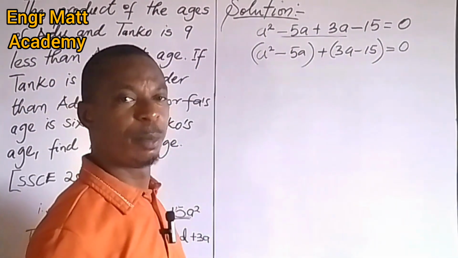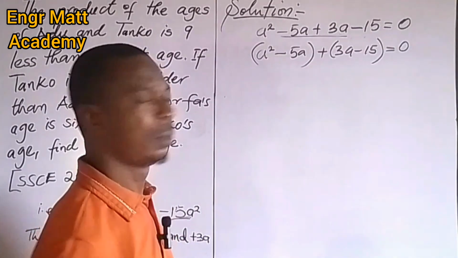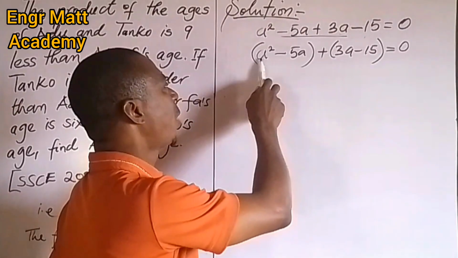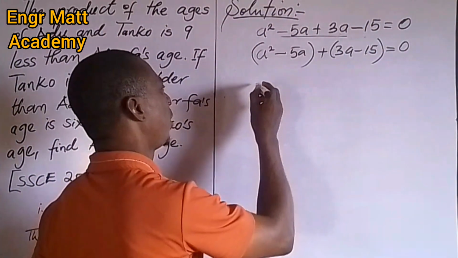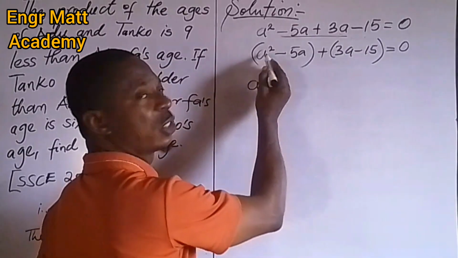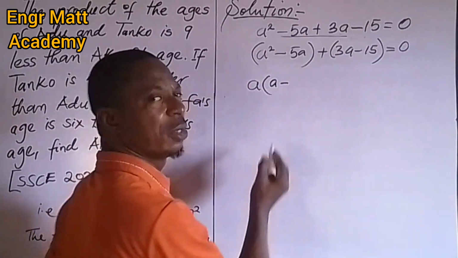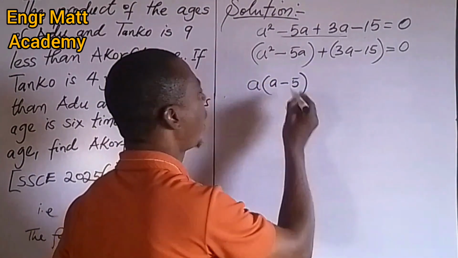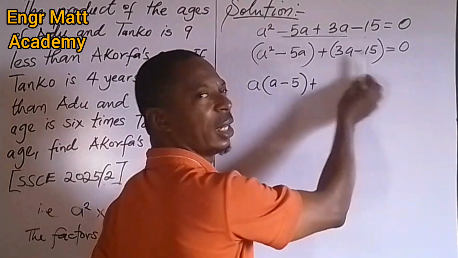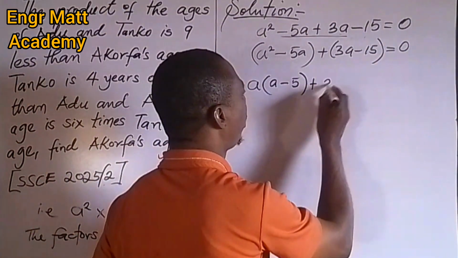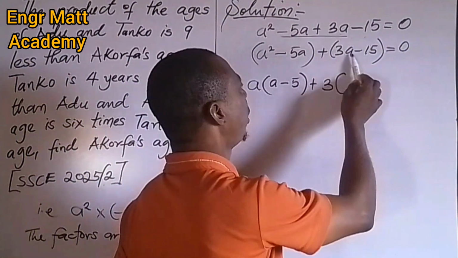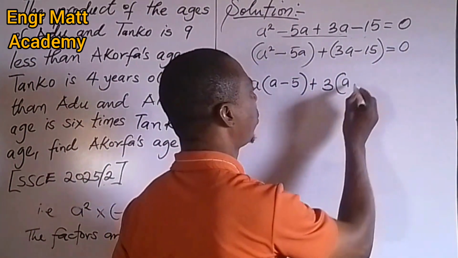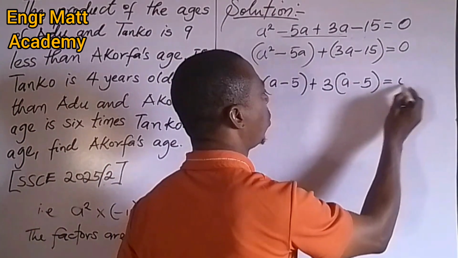Now we factorize. Remember, we are using the factorization method. So we say, what is the common factor in this bracket? The common factor is a. So we bring out a. A divided by a squared is a, minus a divided by 5a, we cancel out a, we have minus 5. Plus, the common factor here is 3. So we bring out 3 and open the bracket. 3 divided by 3a, we cancel out 3, we have a. 3 divided by minus 15, we have minus 5 equal to 0.